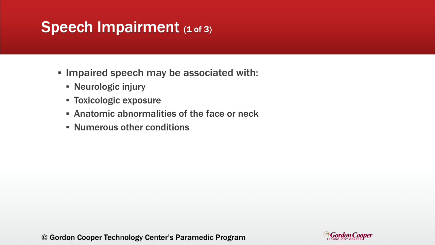And then we have people that have speech impairments. Impaired speech may be associated with some sort of a neurological injury that may be related to stroke or any number of things. Could be a toxic exposure that may cause some speech difficulties. There could be just some anatomical abnormalities of the face and neck that can affect speech. And there's numerous other medical conditions that can also lead to some form of a speech impairment.